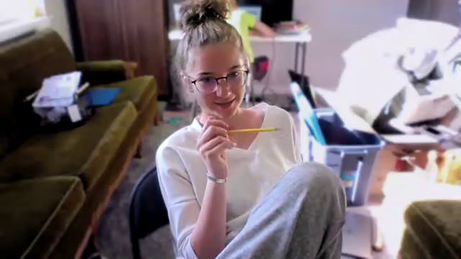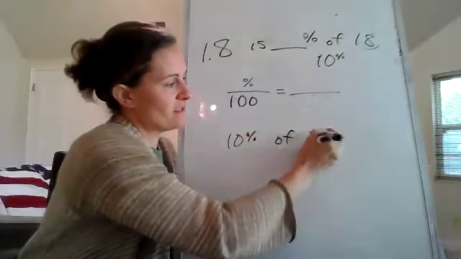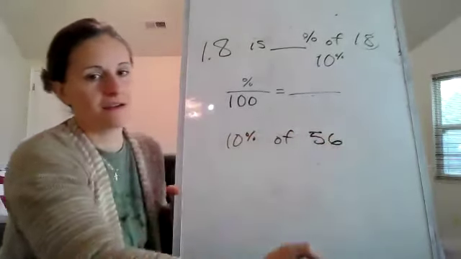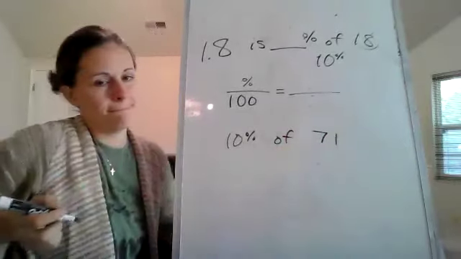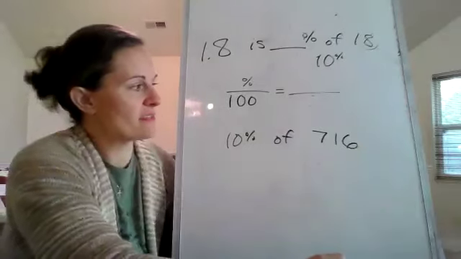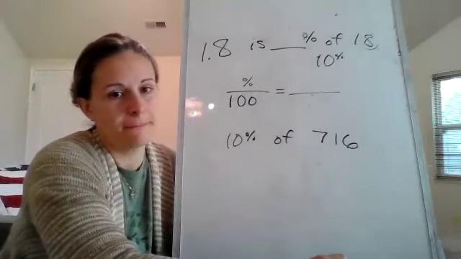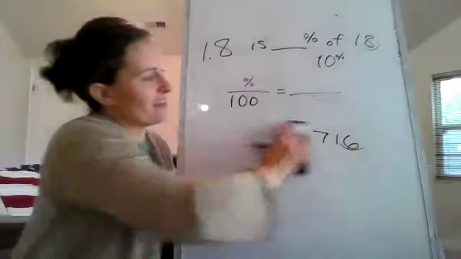Okay, so let's do another one. What's 10% of 56? 5.6. Yeah, there you go. What's 10% of 71? 7.1. Good. Okay, now a little trickier. What's 10% of 716? 71.6. There you go, right? Okay, good.